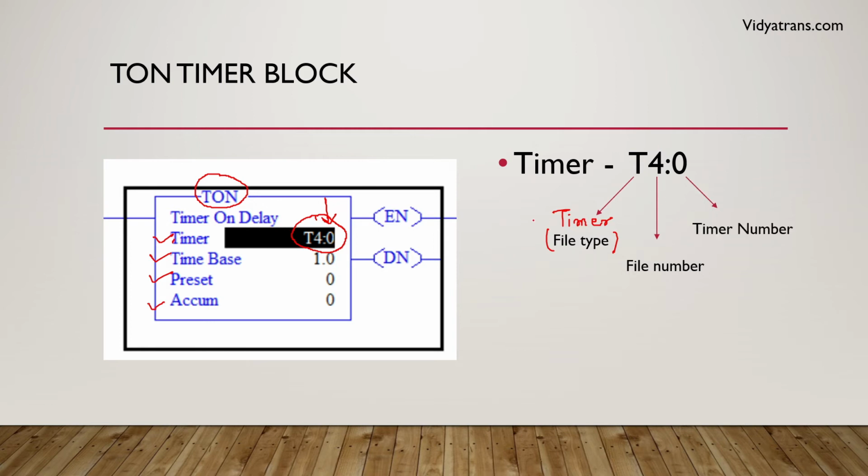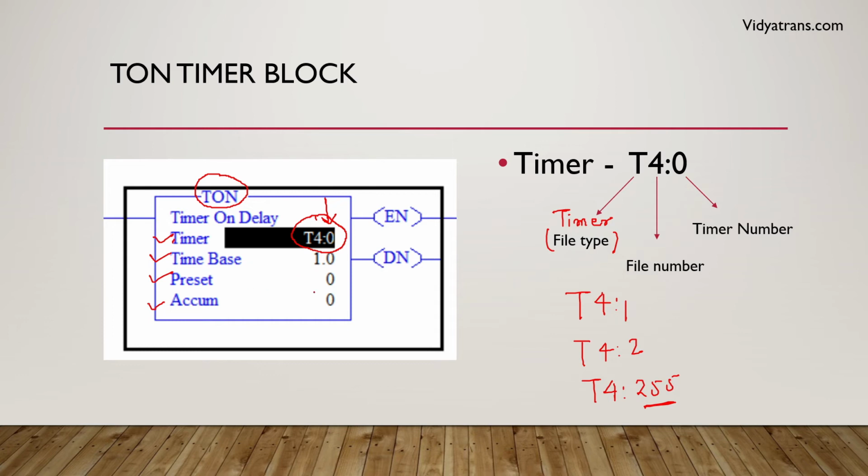Suppose you take one timer as T4:0, and if you want to use another timer in the same program, you have to take T4:1, T4:2, up to T4:255. This is the range, 0 to 255. Okay, so we understand the address of this timer.